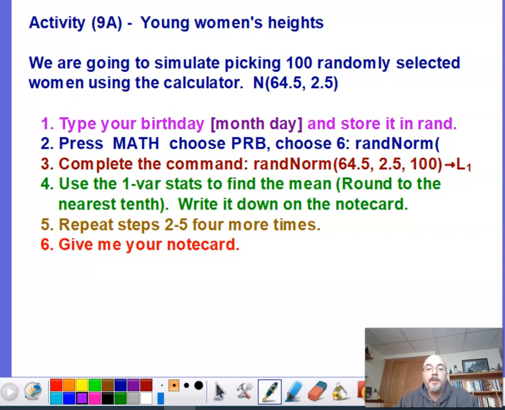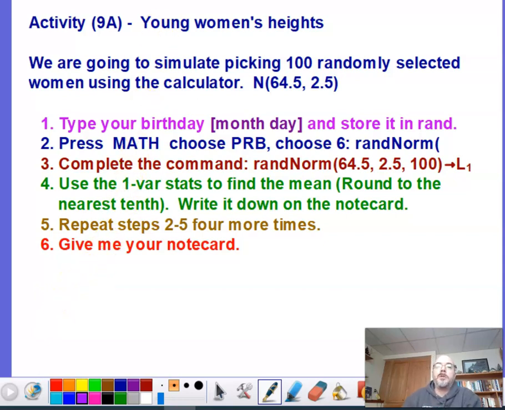We would type in your birth month, because I want different samples from everybody. Go through the rand, there's a rand normal. Complete the command. And then we'd go to our one variable stats and find the mean of that data. We'd write it down and then repeat steps 2 through 5. Since we have a small class, we probably have to repeat those steps at least 10 times, because we want as many different samples as possible. And then you'd give me the note card.